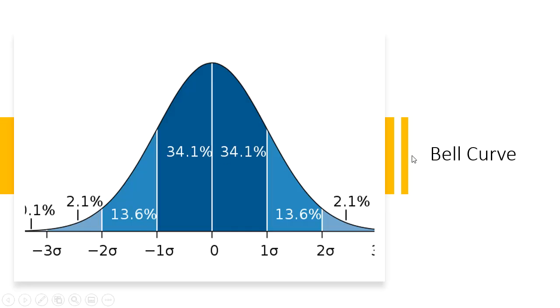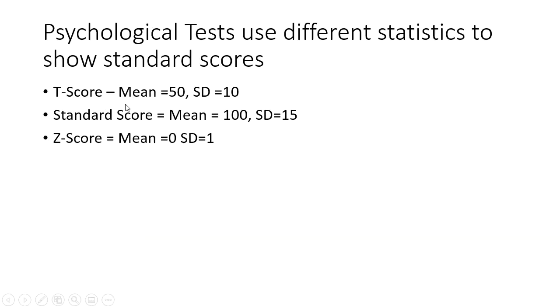So just a couple of things to know here. When we look at standard scores, there's a number of different types. The T-score has a mean of 50 and a standard deviation of 10. A standard score has a mean of 100 and a standard deviation of 15. And a Z-score has a mean of 0 and a standard deviation of 1. So Z-scores can be +1, +1.5, 0.75, -1, and so on. They're literally exactly what's on the chart. So that's how a Z-score works.